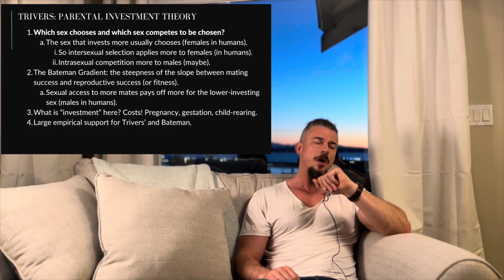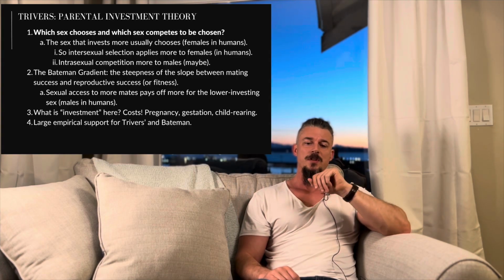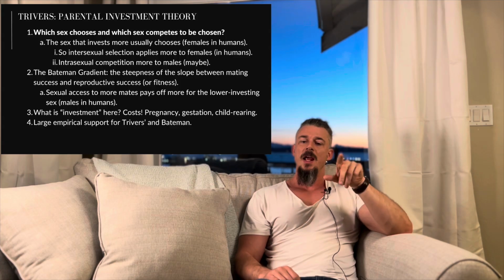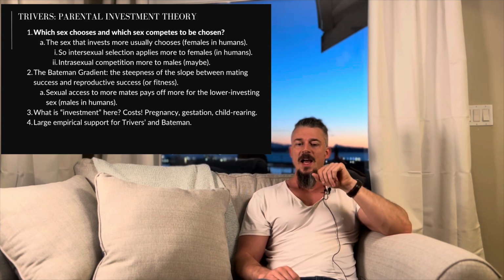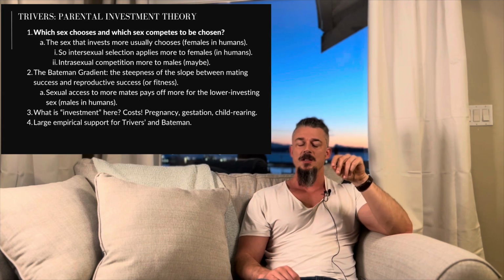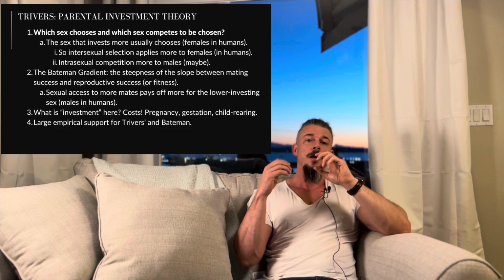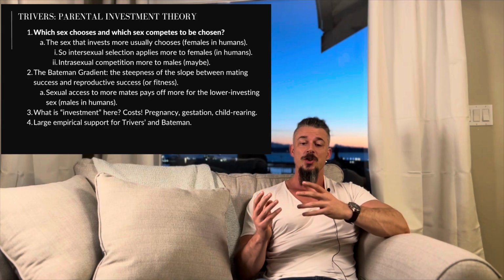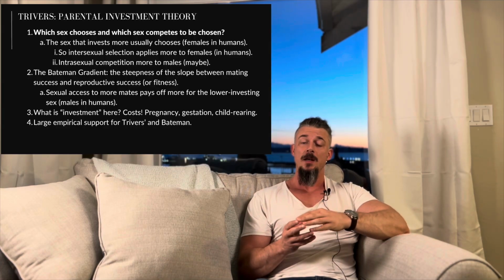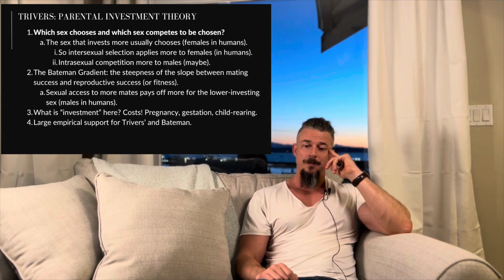So, another concept to introduce, the Bateman gradient. And this is the steepness of the slope between mating success and reproductive success. What does that mean? Sexual access to more mates, it pays off more for the lower investing species, right? So access to more mates, more promiscuity, that kind of a thing, selecting more mates, a less selective strategy pays off more for men because men are the less investing of the two sexes in human beings.